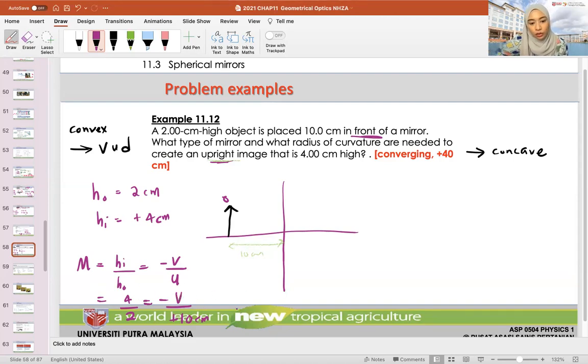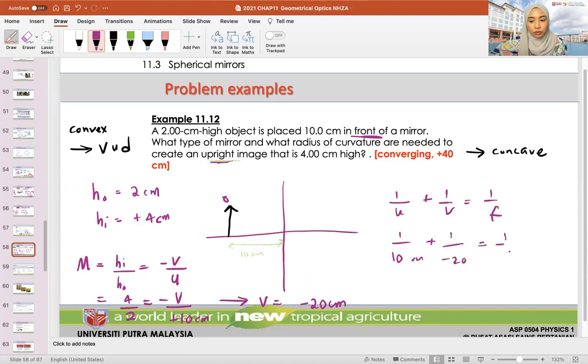So kita ada equation ni, we can solve for V. So V is 2 times 10 times minus 1, minus 20 centimeter. So your image is virtual, it's a negative, and it is 20 centimeter away from the mirror. Kita nak cari radius of curvature. So this is V. Now we have to find out what is the F. 1 over U plus 1 over V equals to 1 over F. So 1 over U, do we know what U is? It is 10 centimeter. So V is 1 over minus 20, it is equal to 1 over F. F is something.